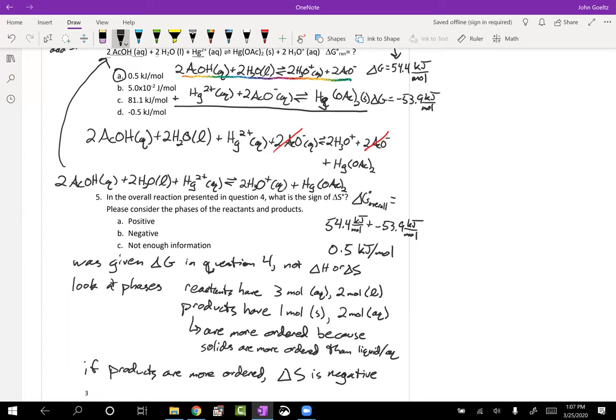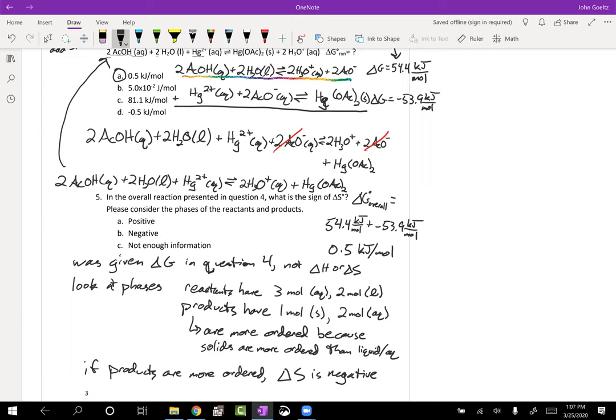Solids have fewer ways that you could arrange them than a material dissolved in a liquid. That is, it's all packed together, generally not moving around very much. So you can imagine solid table salt. It is what it is in that crystal structure and moves very little, whereas salt dissolved in water can float around all over the place and arrange itself in different parts of the water that it's in. So if the products are more ordered, that is more solids than liquids or more liquids than gases or fewer moles of gas, that kind of thing, then delta S is negative.